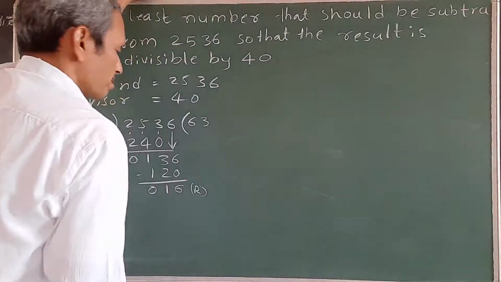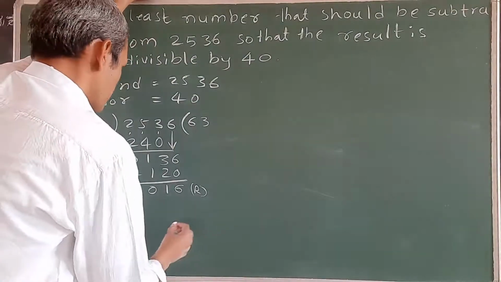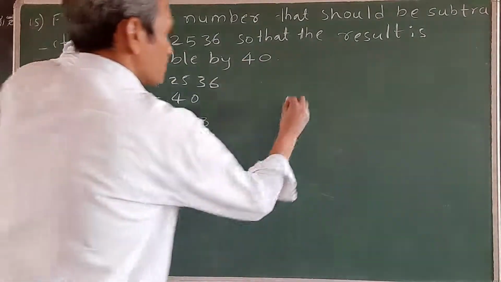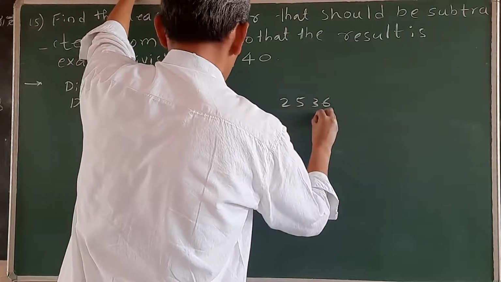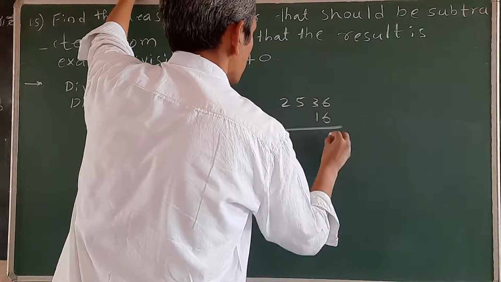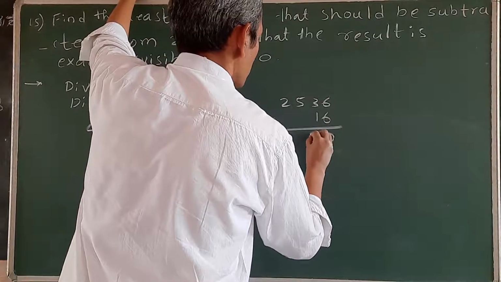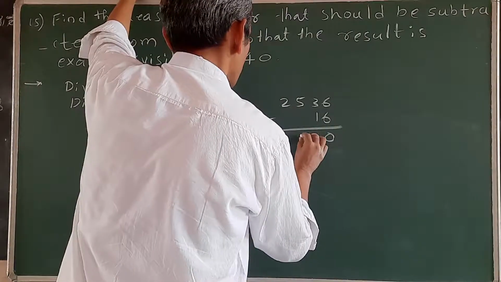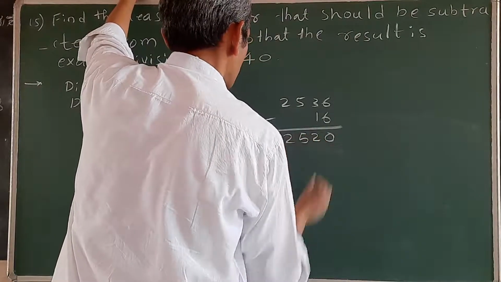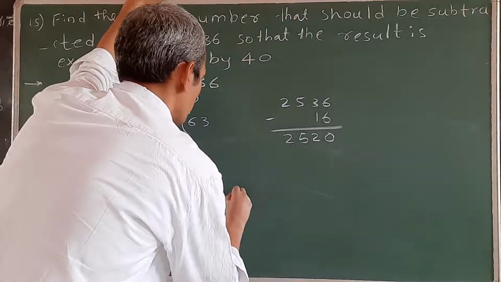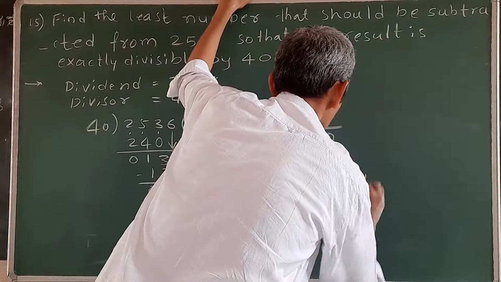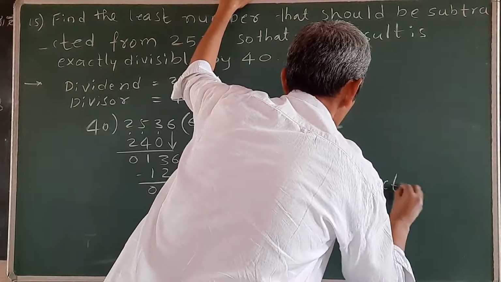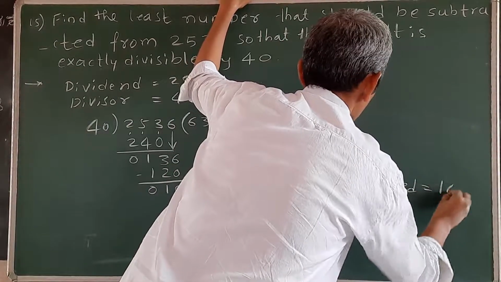Now subtract 2536 minus 16, that is 2520. Therefore, the number to be subtracted is 16.